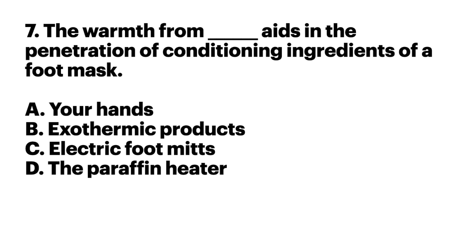Number 7, the warmth from the blank aids in the penetration of conditioning ingredients of a foot mask. A. Your hands. B. Exothermic products. C. Electric foot mitts. D. The paraffin heater. The answer is C. Electric foot mitts.